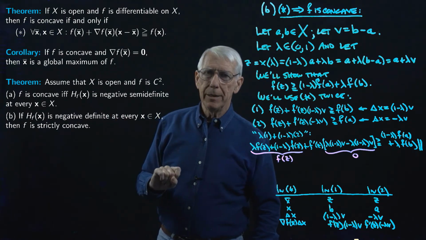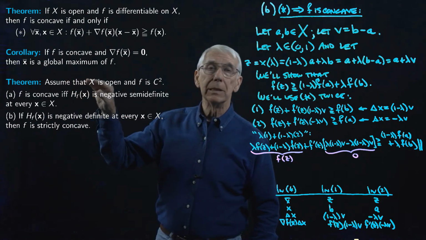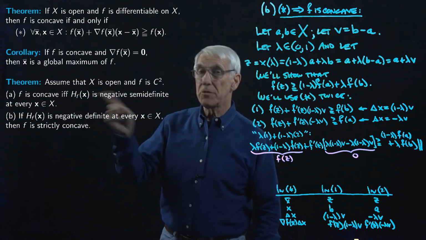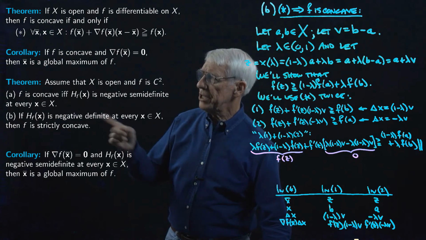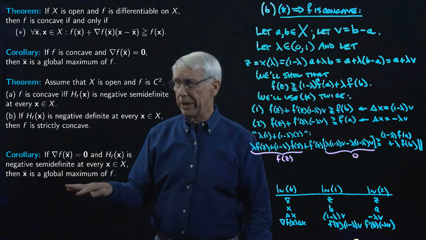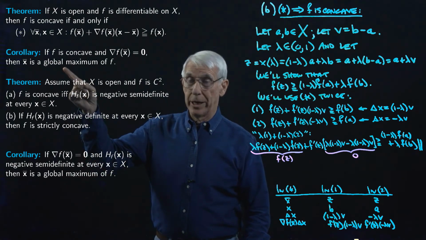Before looking at the B part of the theorem here, let me just emphasize again that the A part is a characterization of concave functions in terms of second derivatives. And so now let's go down and look at this next corollary down here. This corollary looks like the first corollary in one sense.